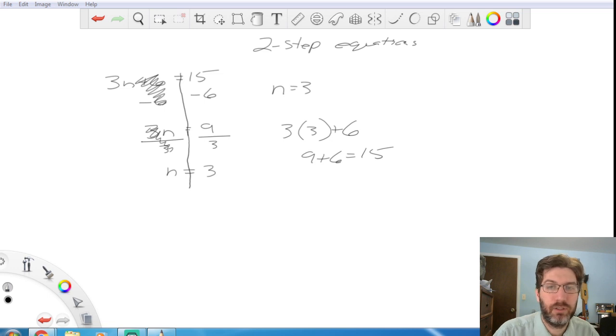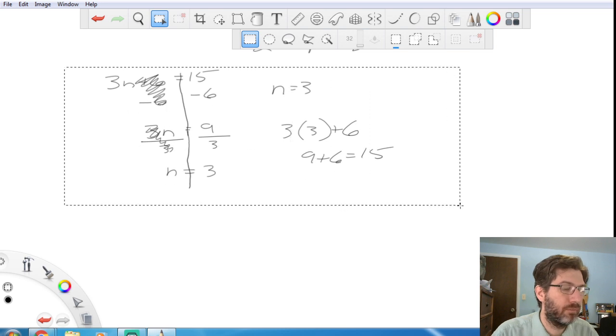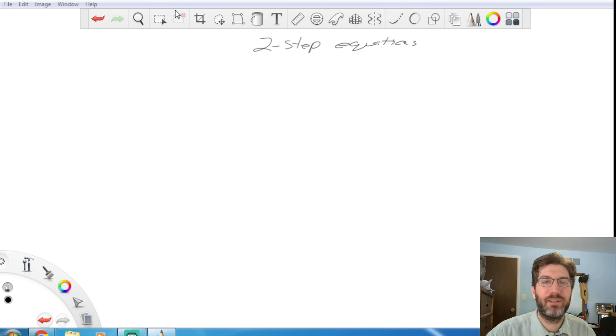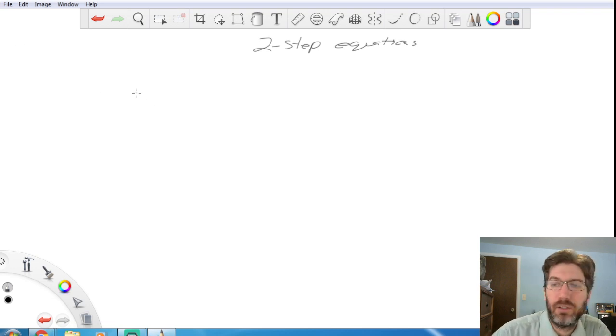The next one is a little trickier, but it is really the same process. Just got to remember your integer operations here. So for this one we have negative 3n plus 6 equals 15.